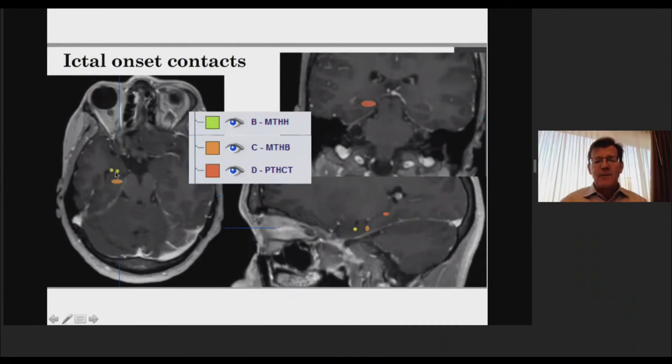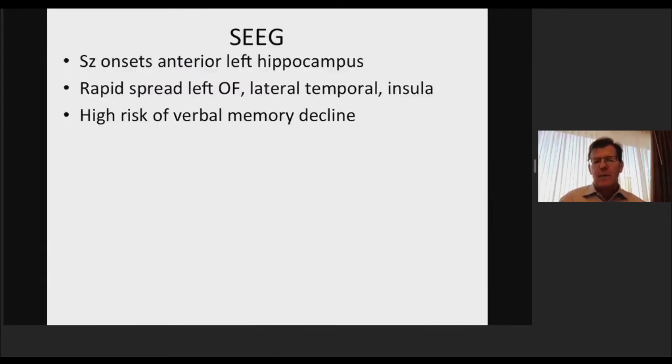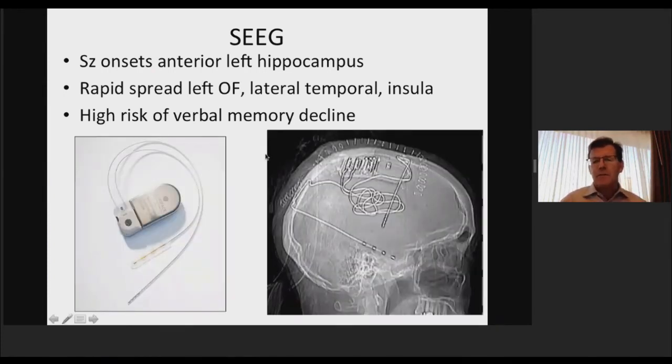And so what we found is this patient actually had mesial temporal onsets to seizures, but rapid spread to some of those other areas, orbitofrontal and anterior insula. But this patient has completely normal function, with a normal hippocampus and a highly at-risk hippocampus. So in this particular case, because this patient does not want a verbal memory decline in any way, shape, or form, we elected to do responsive neurostimulation.